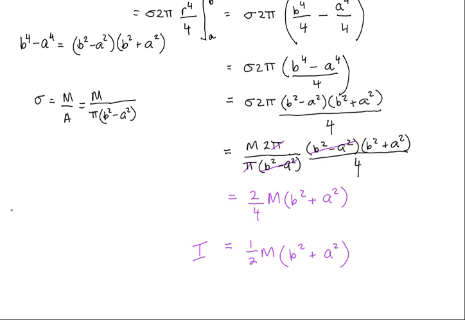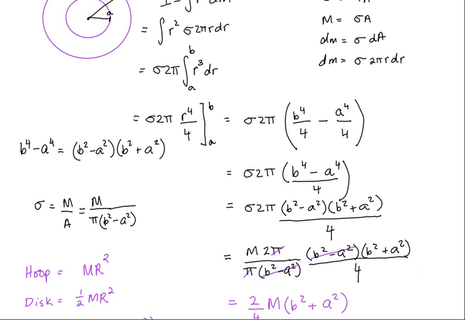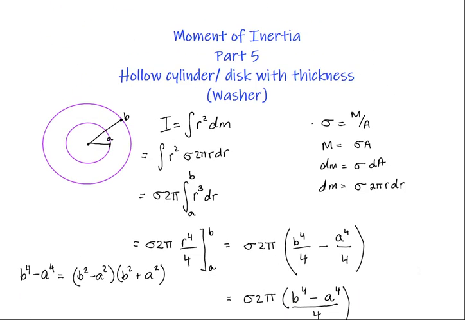What's interesting here is if you think about the hoop, we went from the hoop, which was MR squared, then we went to the solid disk, which was 1/2 MR squared, and now we've gone to this, for lack of a better term, washer, which is 1/2 M, but not R squared anymore, but the outer radius squared plus the inner radius squared, which is an interesting progression. So hopefully that helps you look at this from a slightly different perspective.